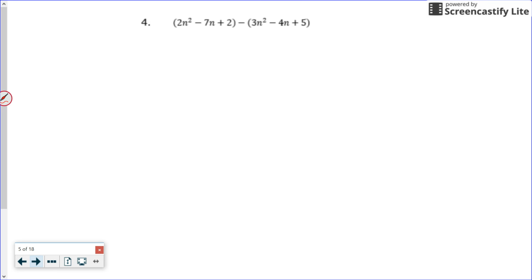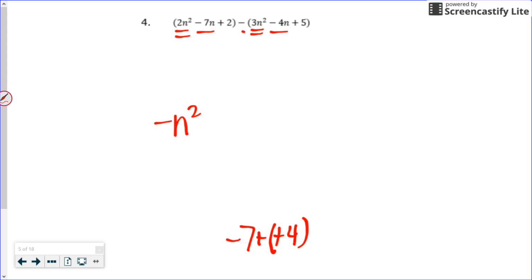Number four, back to subtraction. We've got 2n squared minus 3n squared. 2 minus 3 would be negative n squared. And then I've got negative 7n minus negative 4n. So negative 7 minus a minus, that's going to become positive. So negative 7 minus a negative 4. That'd be negative 7 plus 4, which would be negative 3n. And then we've got 2 minus 5. 2 minus 5 is negative 3.